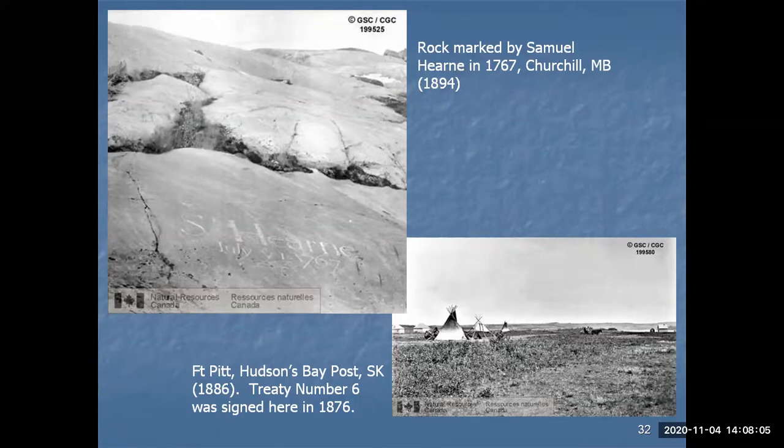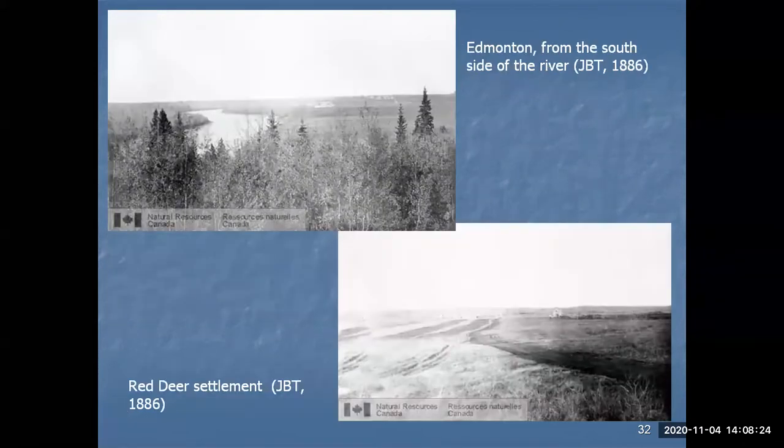And again, he was working in the area of northern Manitoba and Nunavut, right around Churchill Bay. And I've shown this particular one because this was the Hudson's Bay Post, which is now in Saskatchewan. And this is where another one of the Indigenous treaties was signed. And that was the location where it was actually signed.